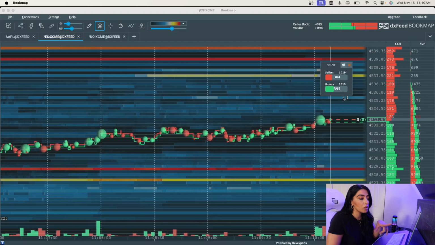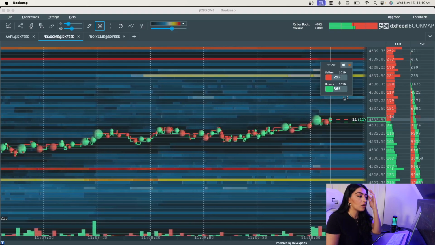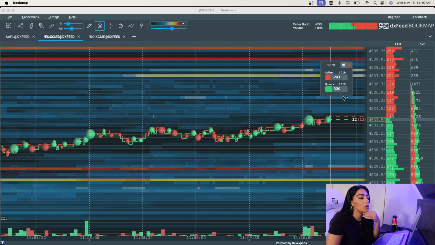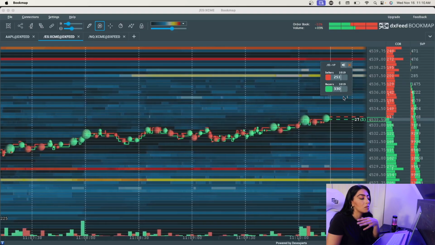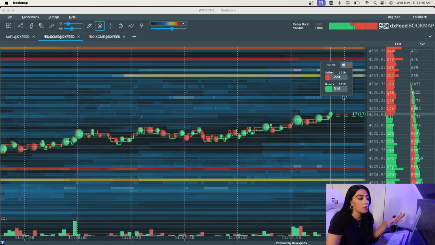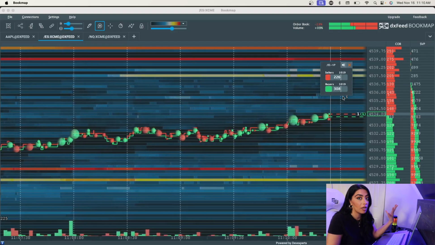This is a really, really helpful tool. I started using it about a month and a half ago, and I really enjoy utilizing it. I think it's easy to see, especially if you're a newer trader. It's just really simplified volume, so you don't have to look at multiple different things to figure it out.